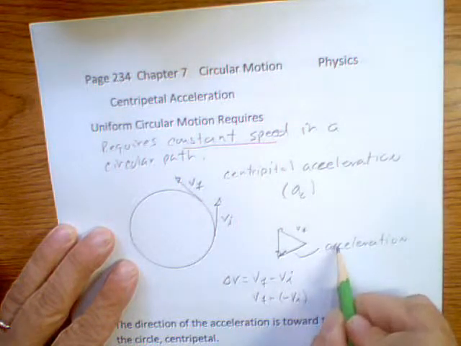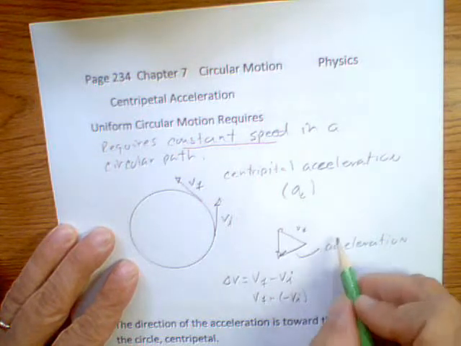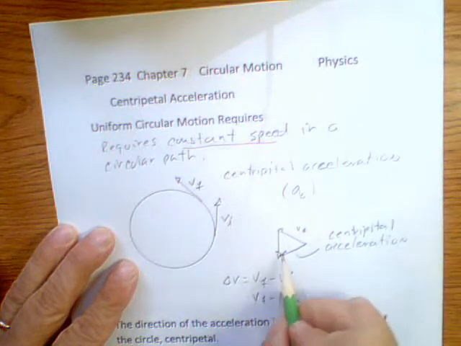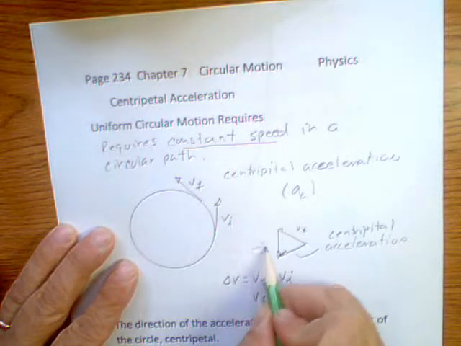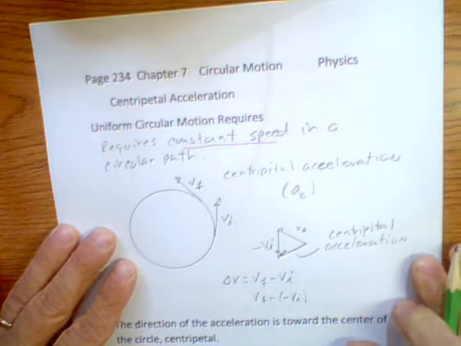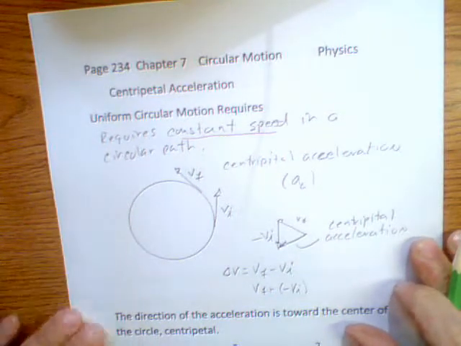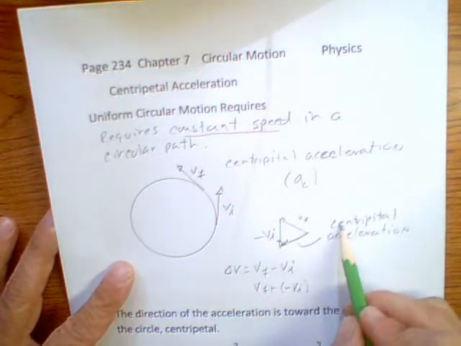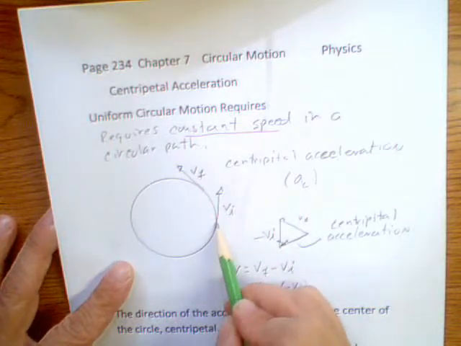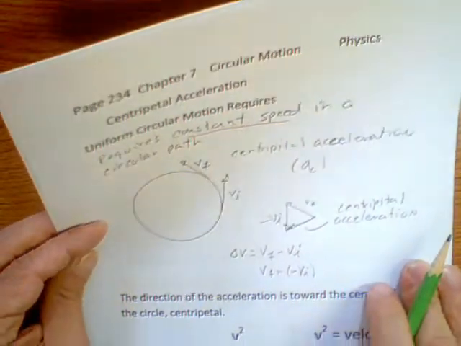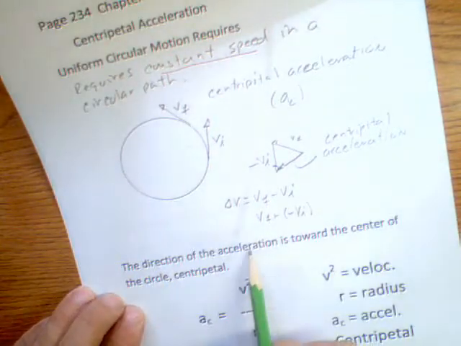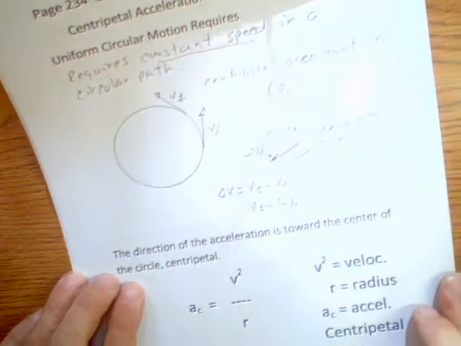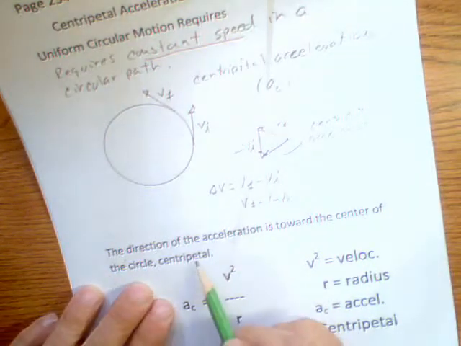and we're talking about a centripetal acceleration. And so this is the negative of velocity initial. All right? And so this is just sort of a proof that the centripetal, meaning center-seeking, acceleration is pointing towards the center of the circle. So the direction of the acceleration is towards the center of the circle, and that's called centripetal. By definition, that's what centripetal means, center-seeking.